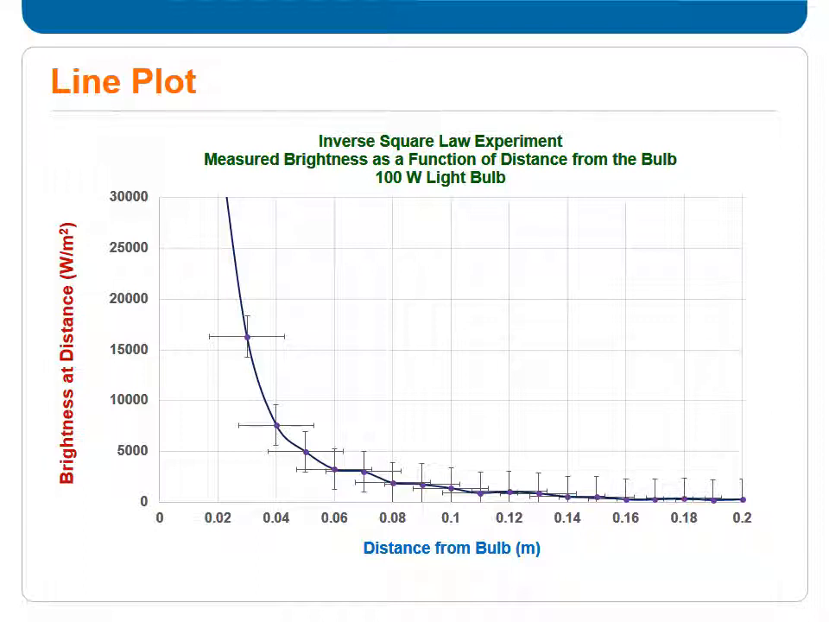What is plotted on the horizontal axis? Read the blue label. The horizontal axis is distance from the bulb. The values are given in units of meters. The range of the data is from 0 to 0.2 meters. That's 0 to 20 centimeters.